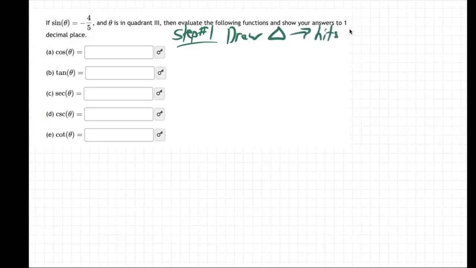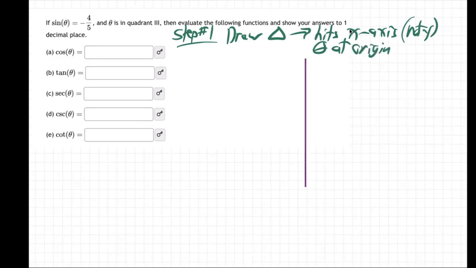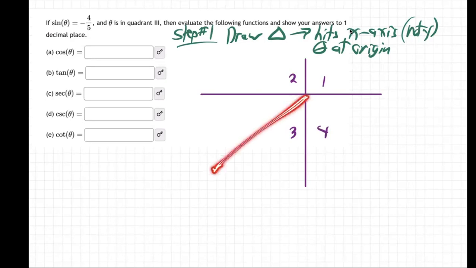It has to hit the x-axis. It hits the x-axis, not the y. Theta at the origin. Okay, so let me show you what I mean. So we're in the third quadrant, right? First, second, third, fourth. So we're in this quadrant. So I'm going to put the angle in this quadrant.